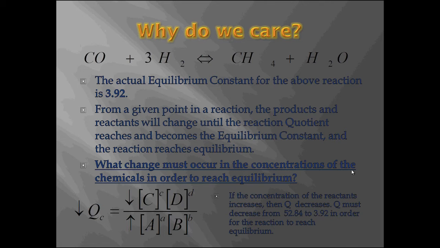What change must occur in the concentrations of the chemicals in order to reach equilibrium? If the concentration of the reactants increases, then Q decreases. Q must decrease from 52.84 to 3.92 in order for the reaction to reach equilibrium.